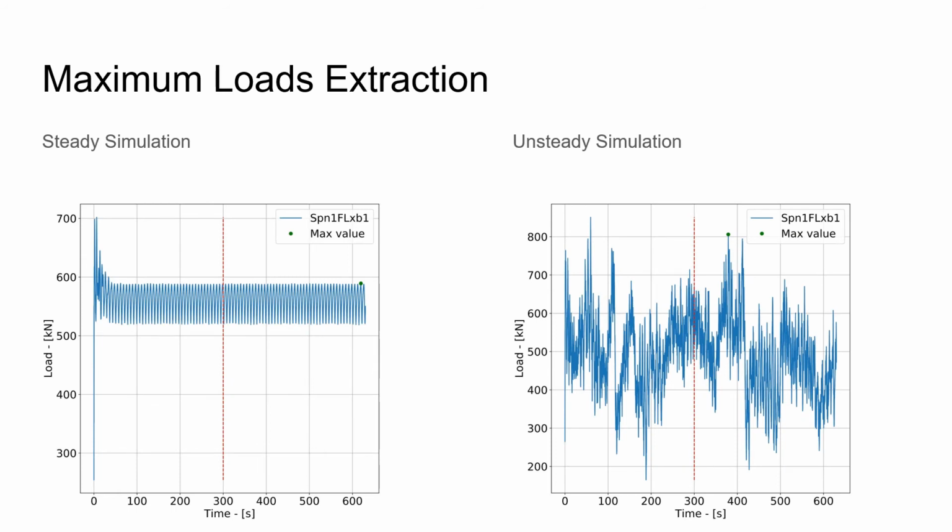To extract the maximum load value in both cases, the first 300 simulated seconds are neglected because the simulation tools start from a defined configuration point, when the pitch control of the blade suddenly starts working, generating an initial behavior that doesn't correspond to reality.